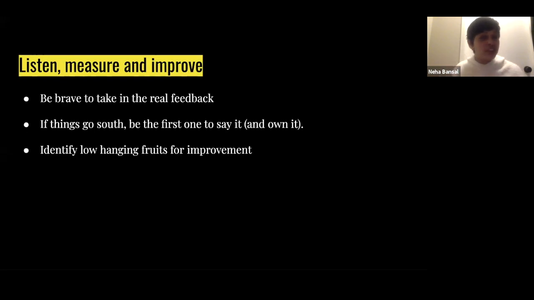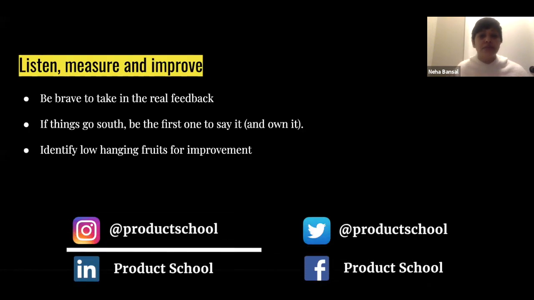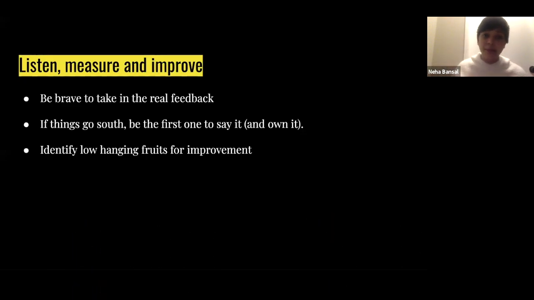Second thing was about, if things go south, be the first one to say it. There will be failures as well. There have been situations where things I launched did not succeed, and it is important to acknowledge that openly among the team members, and make sure you're the first one to say it and just own it. Say, "Hey, I think this is where we went wrong and this is exactly what happened." If you don't talk about it, it becomes more suffocating within the team, so just say it and then come up with a plan of how we're going to fix things.